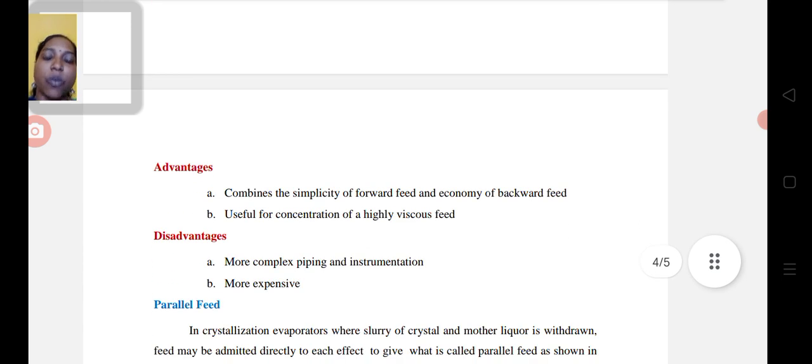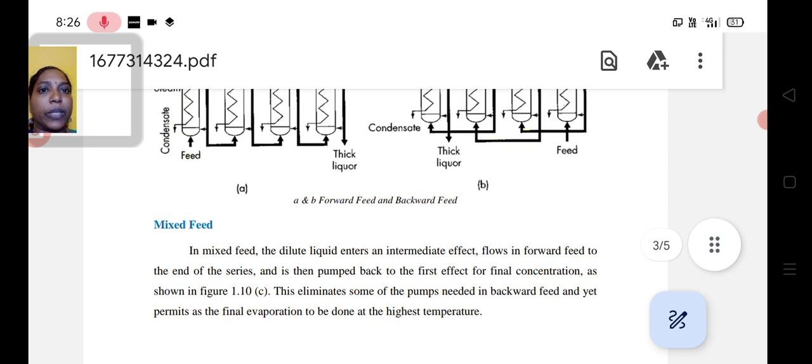The advantages of the mixed feed: it is a combination of both the forward feed and the backward feed. It includes the simple construction of the forward feed evaporator, and in case of economy it follows the backward feed evaporator. Then it is useful for the concentration of highly viscous liquid.